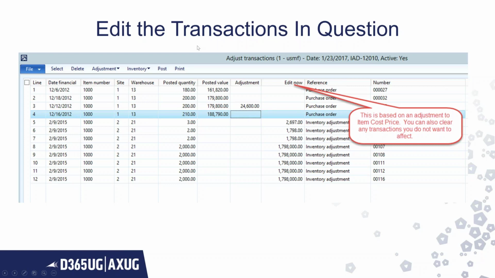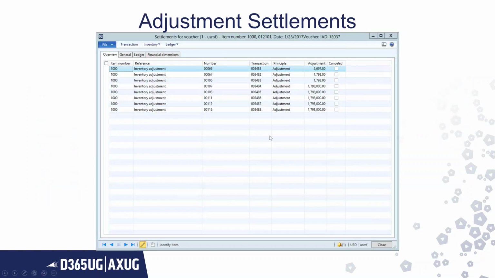And there's my adjustment settlements. You can see these are adjustments. In fact, these adjustments were made to those individual transaction sets. Then here again is the result of those adjustments.